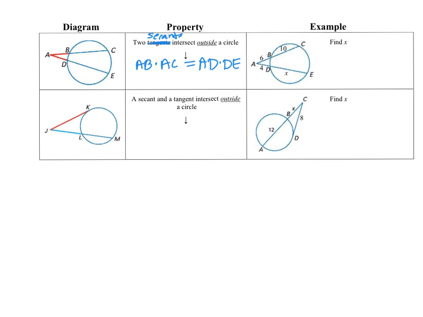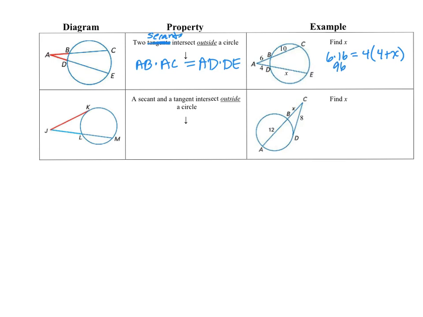So that's 6 times 16 is equal to, again, let's look at the other secant. Take the outside part, which is 4, and multiply it by the measure of the whole secant, which would be 4 plus x. Okay, again, don't take 4 times x. I know it's tempting to do that, but it's not 4 times x. It's 4 times the entire secant equals 6 times the other entire secant. So let's go ahead and solve that equation.